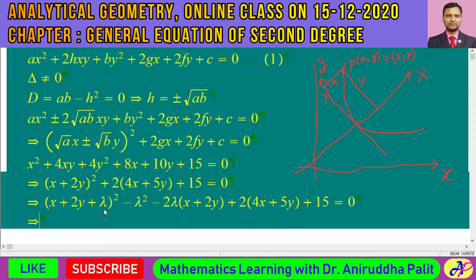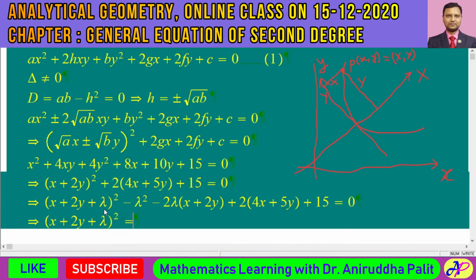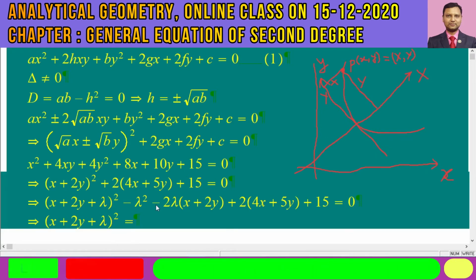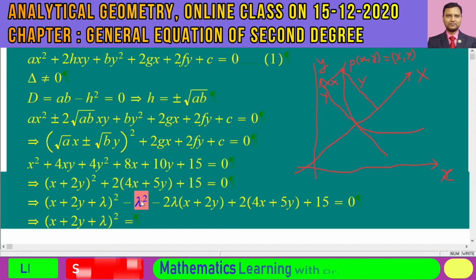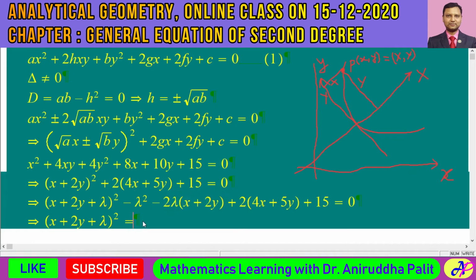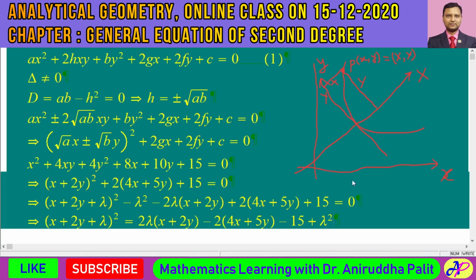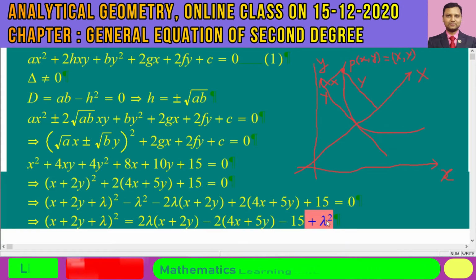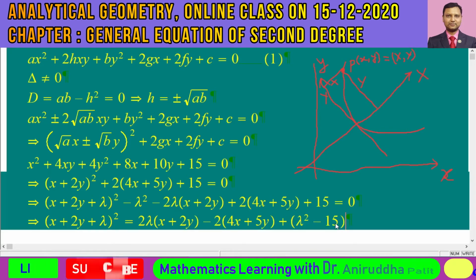Now what we are doing, we are keeping this first factor on the left hand side and the entire expression is taken on the right hand side. Then what would we have? We shall have this kind of expression, this term minus this term, minus 15 plus lambda square. So over here, this expression would be a constant quantity.